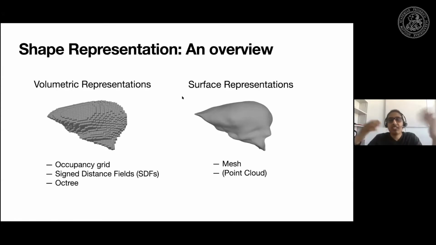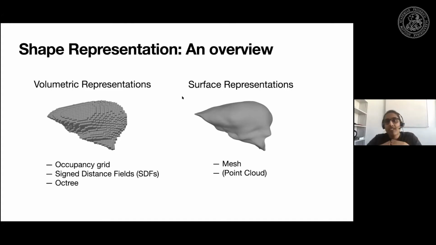Octree is still not that common in computer vision literature. There are maybe a handful of papers trying to develop deep learning techniques with octrees, but it's a more memory efficient way of representing 3D objects. So all these fall under volumetric representation.